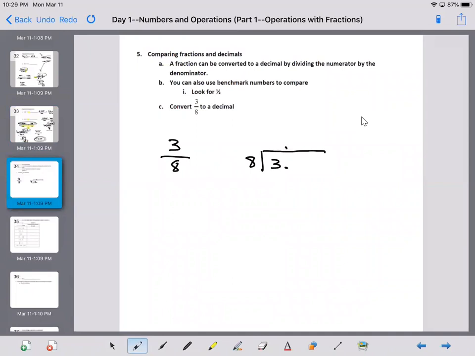So we look at extending our place value. 8 would not divide 3 a whole amount of times, but it would divide 3 tenths, and that would give us 2 and 4 tenths. And when we subtract, we get 6 tenths. Bring down our 0. 8 would divide 60 hundredths, 7 hundredths times, so that would be 50. That's 56 hundredths.